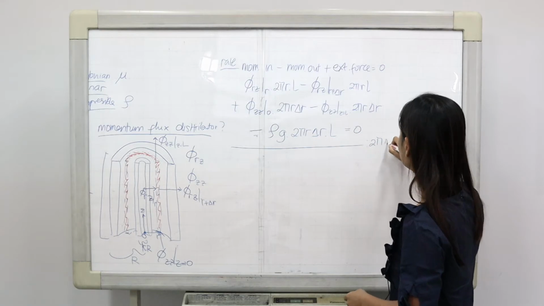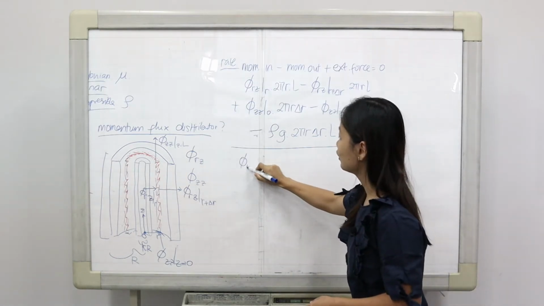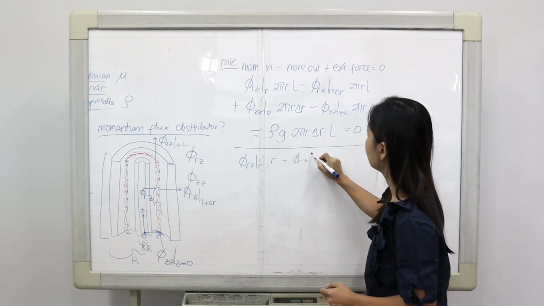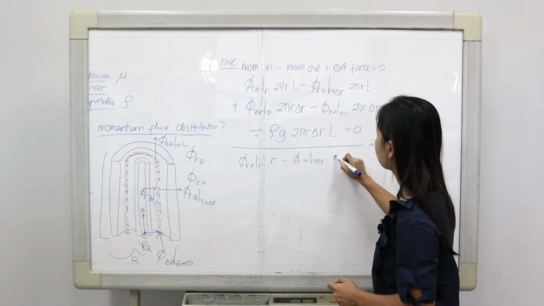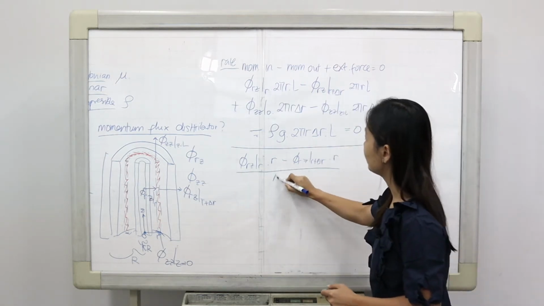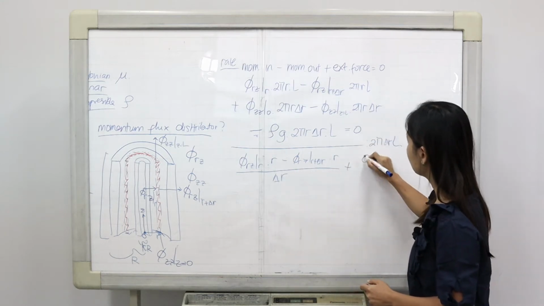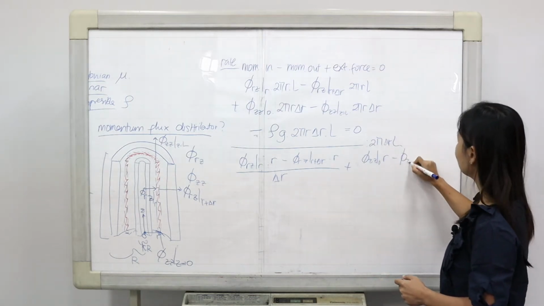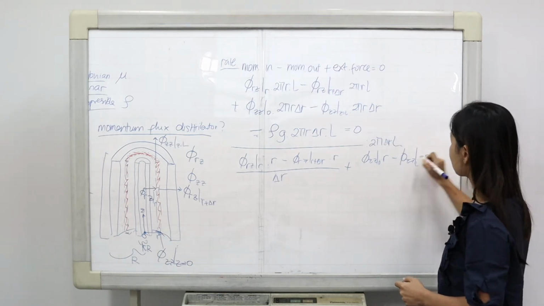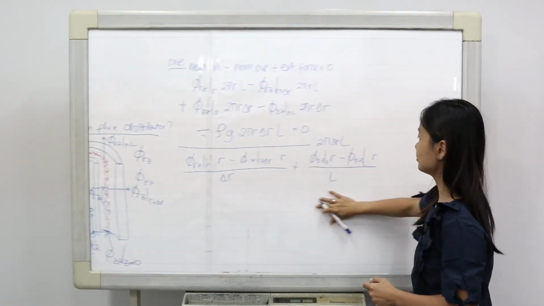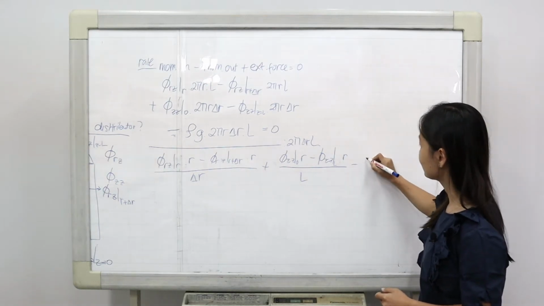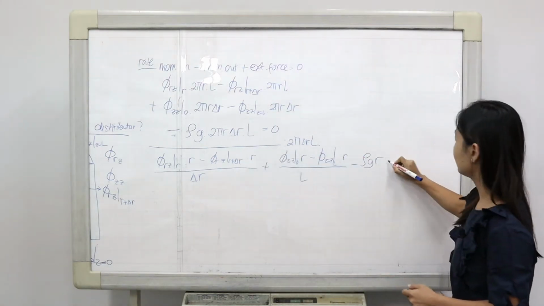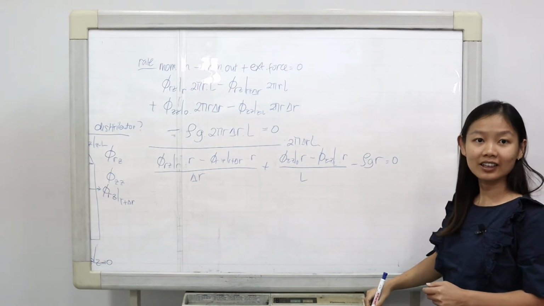Divide everything by 2 phi delta r L, we get: phi rz at r times r minus phi rz at r plus delta r times r, divided by delta r, plus phi zz at 0 times r minus phi zz at L times r, divided by L, minus rho g r, equal to 0.